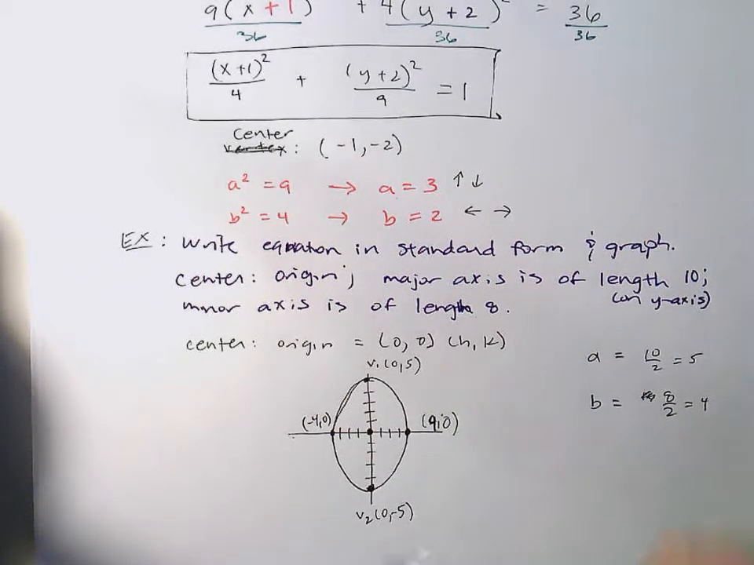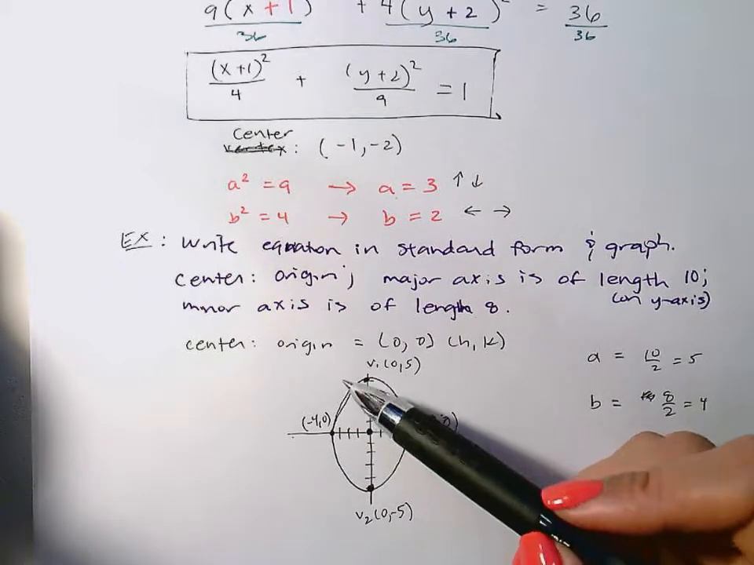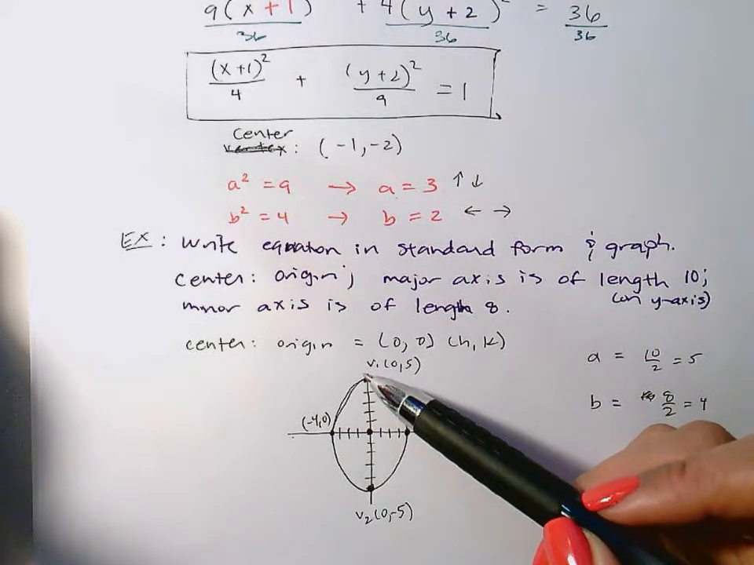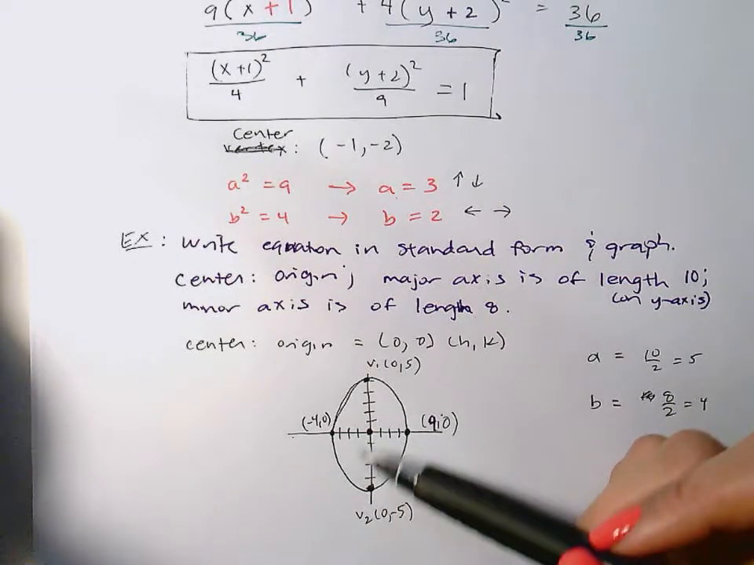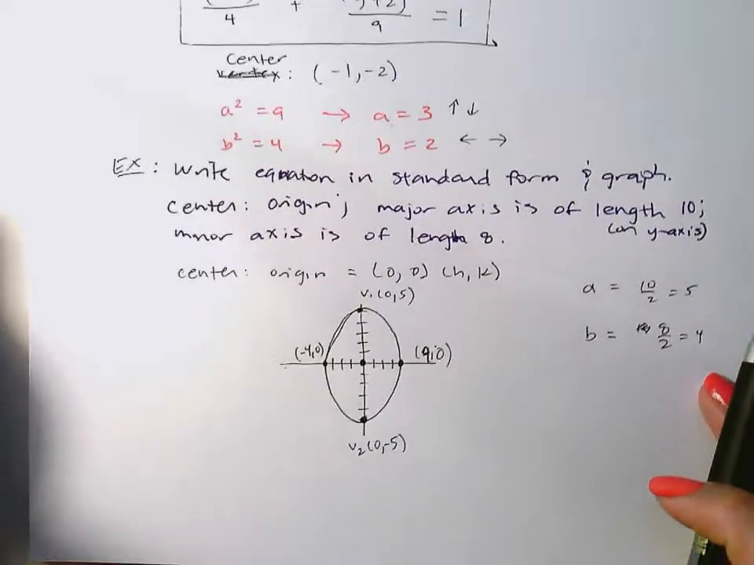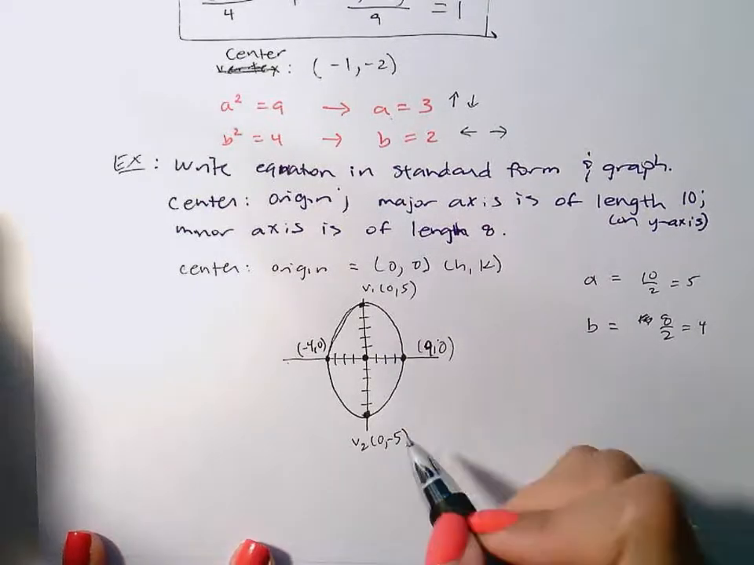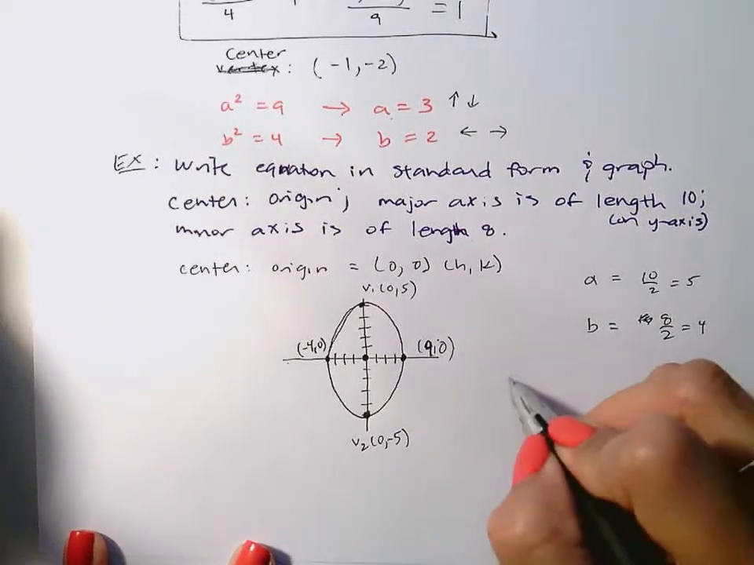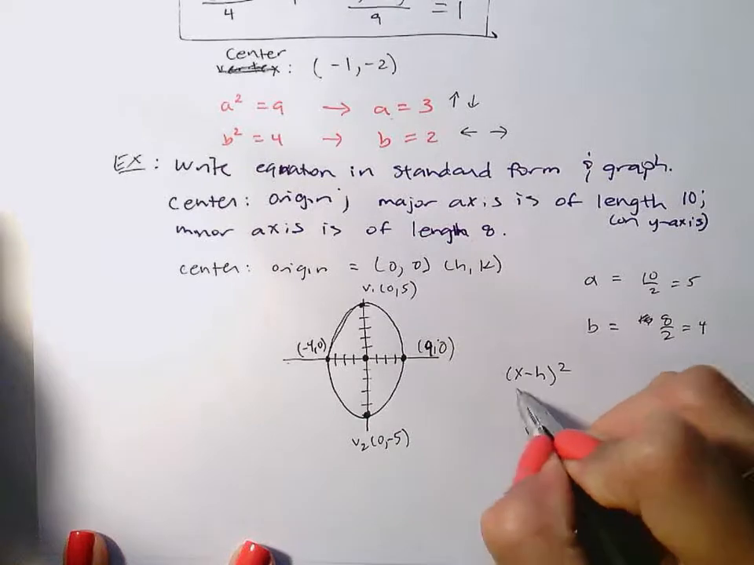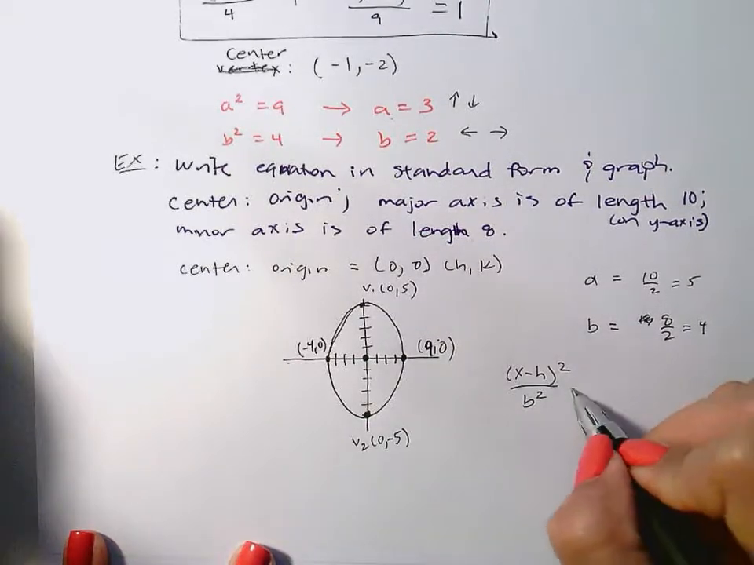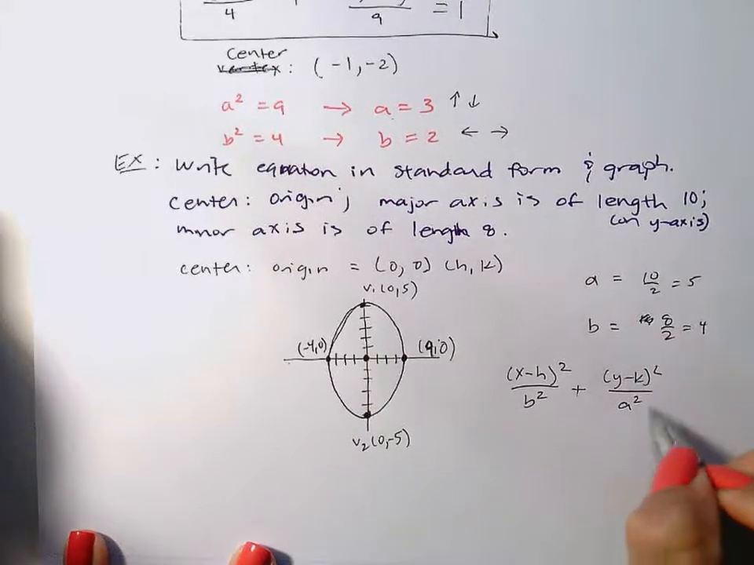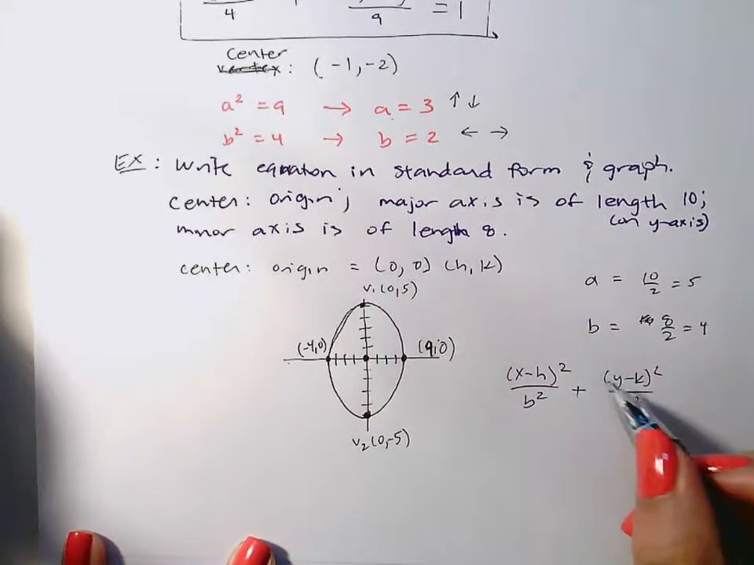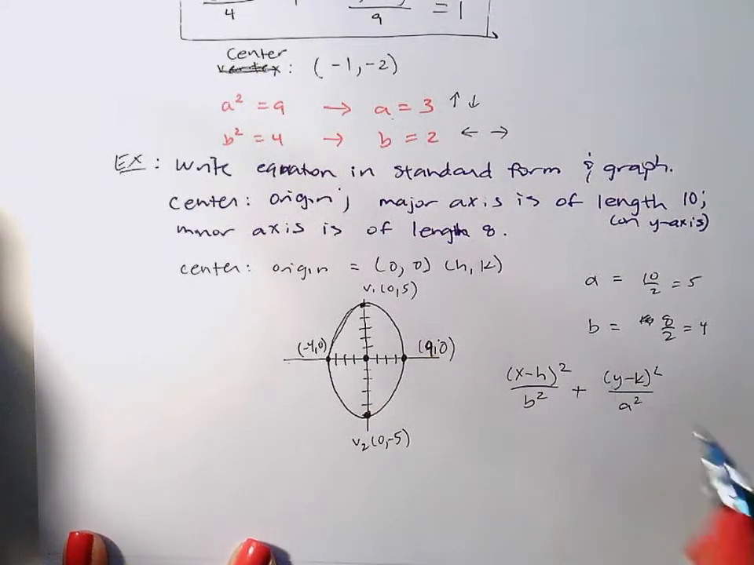So if the longer length or the longer side is going up and down, that means that the a squared is going to go under the y. So the form of the equation, not the general form, but the standard form, is going to be (x minus h) squared over b squared plus (y minus k) squared over a squared. The bigger number is going to go under the y's. The a squared is going to go under the y's. So this is equal to 1.